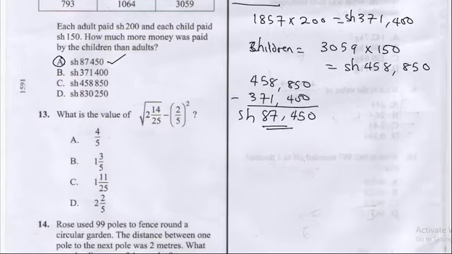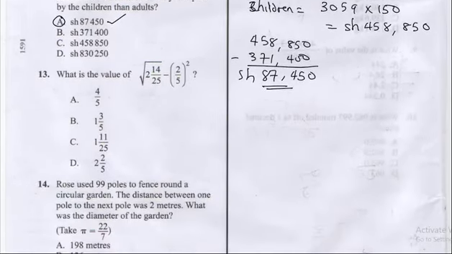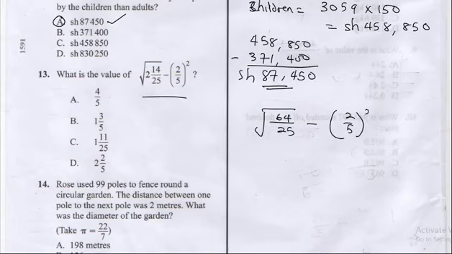Question 13 says, what is the value of this? Now, for us to solve this, all we need to do is change this to an improper fraction. This is going to be root of 25 times 2, which gives us 50 plus 14. That's 64 over 25 minus 2 over 5, all squared. Now, this is going to give us the square root of 64, which is 8, and the square root of 25 is going to give us 5, minus 2 squared is 4, and 5 squared is 25.